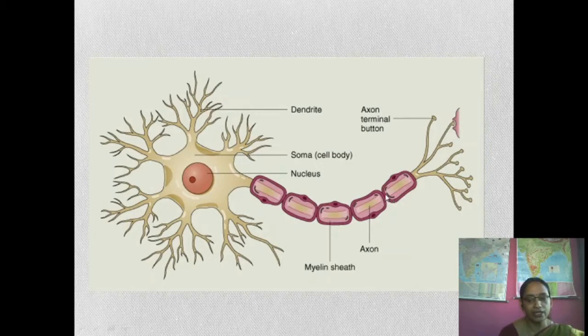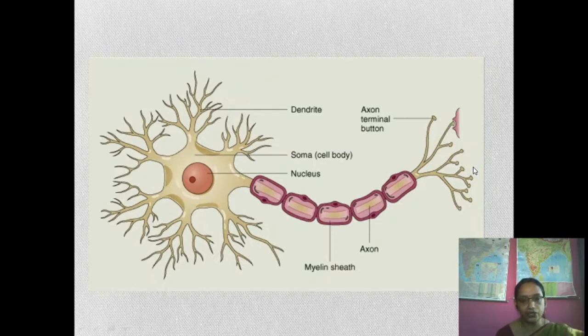It acts as an insulator, which means messages can pass very fast through this nerve cell. And at the end part there are again branches, and at the tip you can see the terminal knobs, and it is connected with the next nerve cell. Here is a gap, and this gap is called the synapse, and in that synapse a kind of fluid is present, called synaptic fluid.